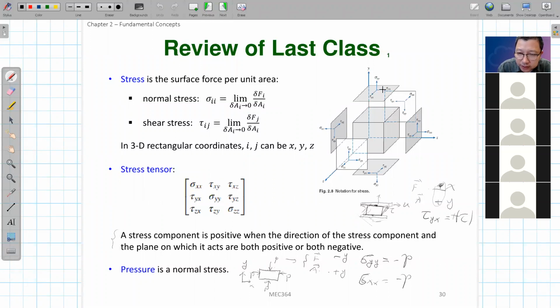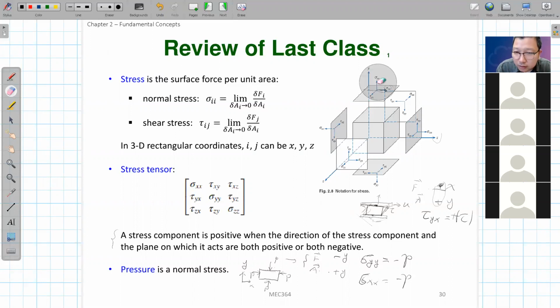So the reason we draw this one going to the right is that we just assume it is a positive value. You can also draw it on the left, but that will become a negative value. The reason we draw this to the right is that we define the positive value when both this normal direction and the force are in the positive direction. This is the positive x direction, and this is the positive y direction. So when I draw it this way, this is the positive value for the top. If I draw this direction, then it becomes a negative value for this one.